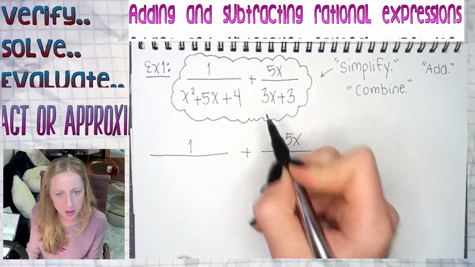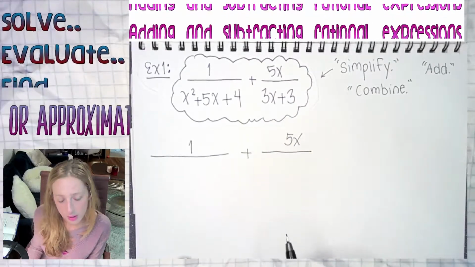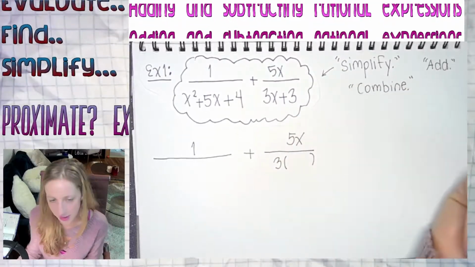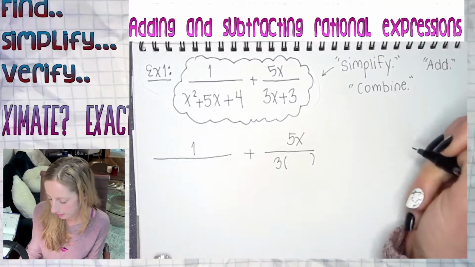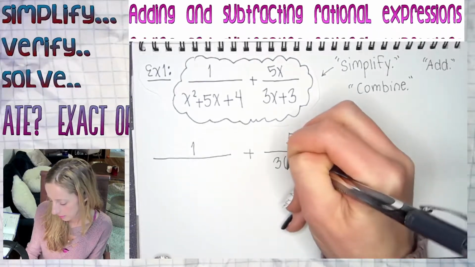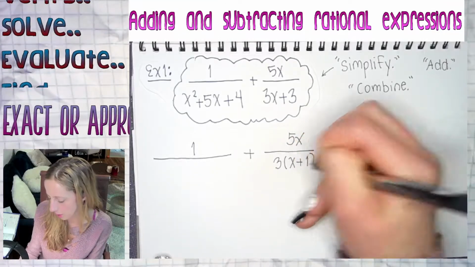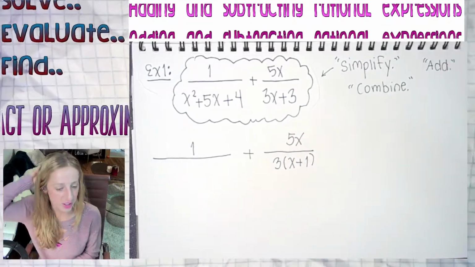Maybe Justin or Jabari. Go ahead, Asaya. What is it? 3. Yeah, it's 3. So I'm going to factor out the 3. And if I factor out the 3, what's left inside? X plus 1. Thank you. X plus 1. Good. That denominator is factored.